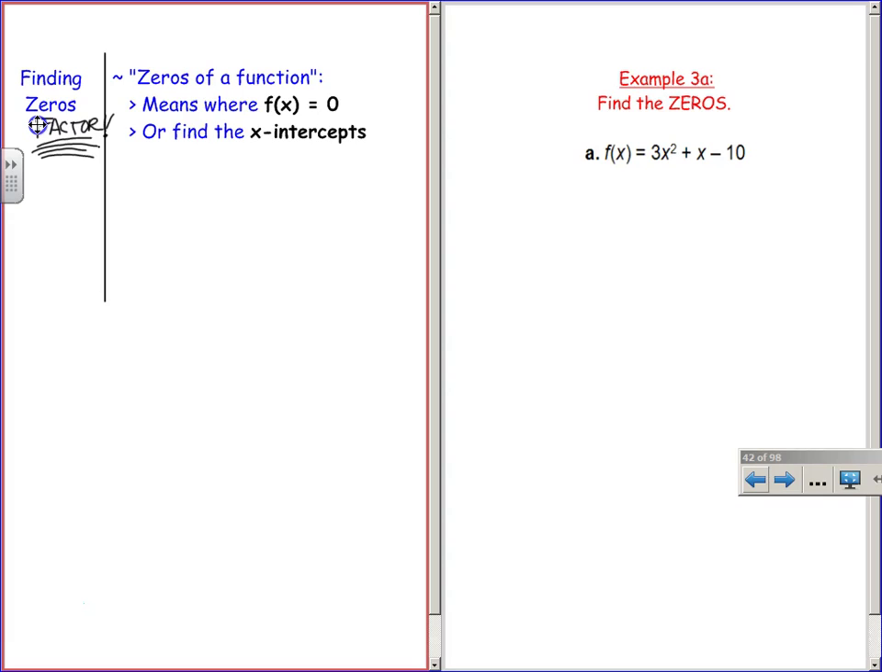Okay? Guess and check. Guess and check says take that function, 3x squared plus x minus 10. I'm going to go ahead and write it.